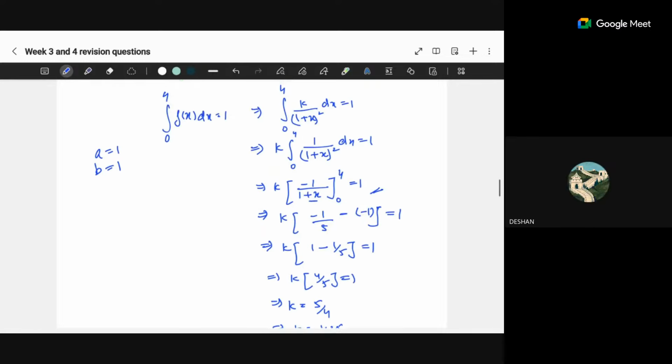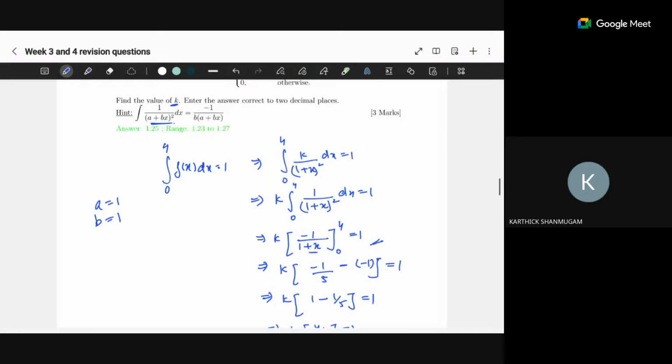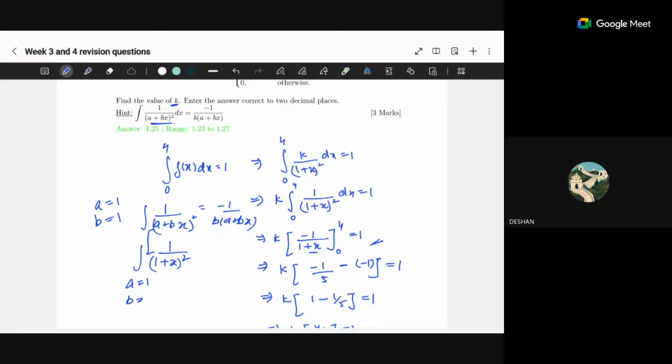Can you explain the a and b part, ma'am? Okay, so they have given you the hint that the integration of 1 upon (a plus bx) whole square is equal to minus 1 upon b(a plus bx), correct? Now the same here: 1 upon (1 plus x) whole square. So if you just equate this, my a is 1 and my b is 1.